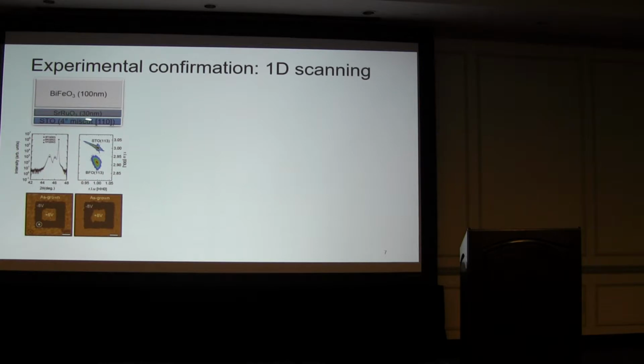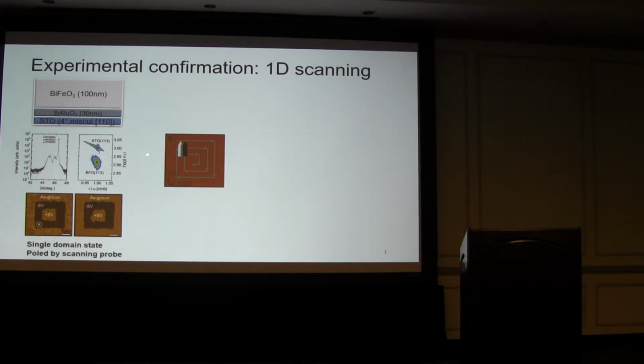Our collaborator grew a 100 nanometer BFO film on a miscut substrate. This miscut substrate makes the as-grown state a monodomain state, as can be seen from this RSM figure. They also characterized it by PFM, both in-plane and out-of-plane, which confirms the monodomain state. And this monodomain state can also be probed by the scanning probe.